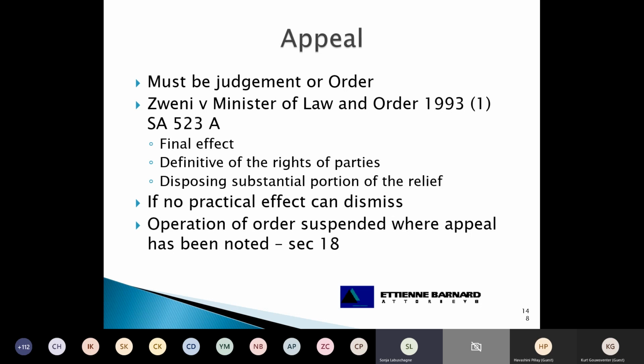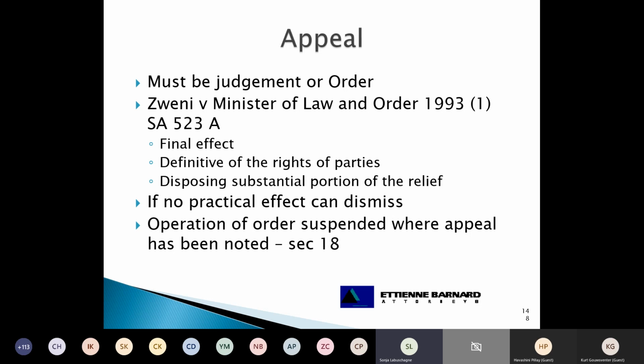To give you an example with rescission of judgment, if you're the applicant and rescission was granted, the respondent can't appeal against that because the matter's not finalized. You're still going to go on trial and the court might still make a decision in favor of the respondent. However, if you, the applicant, brought an application for rescission of judgment and that is denied, it's the end of the matter and you cannot proceed. You're entitled to appeal that judgment. All right, so just to indicate to you what final means.